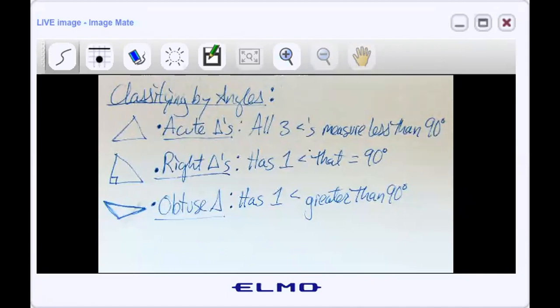Okay, does all this make sense? I'll take that as, okay, good. I have a yes. So there's classifying by angles. Now let's go ahead and classify by sides.